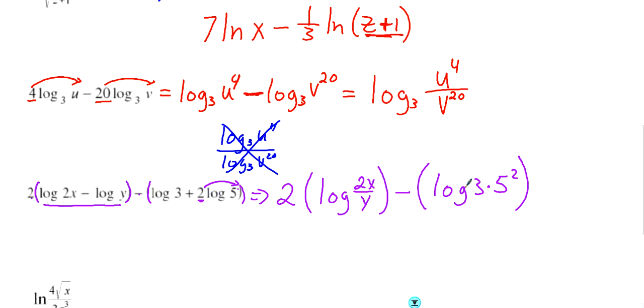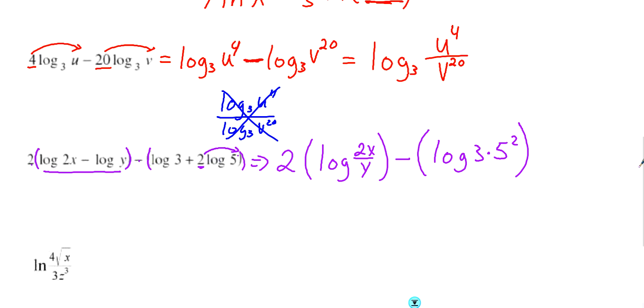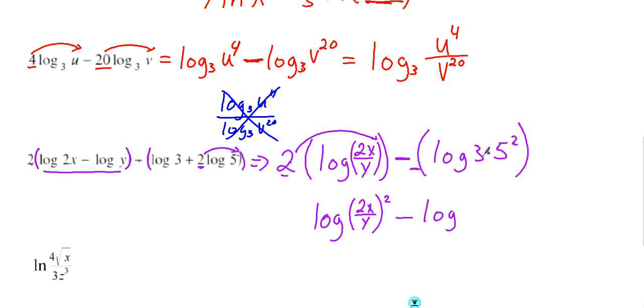Okay. Now we've got to deal with this. Before we can actually do the subtraction with the logs, they've got to have the same number in front. So this doesn't have a 2 over here. There's no 2. We've got to deal with this. So it's going to go to the power of all of this. Okay, so it's going to be the log of parentheses 2x over y squared minus the log of 5 squared, which is 25, and 25 times 3 is 75.